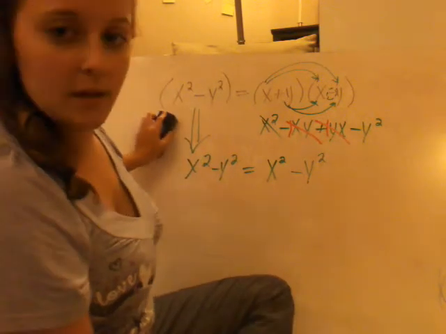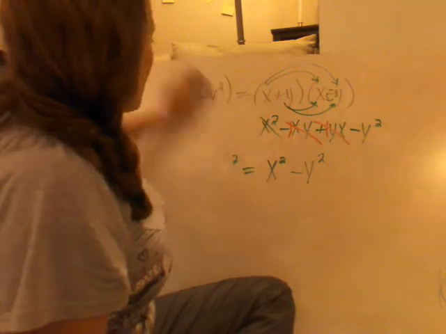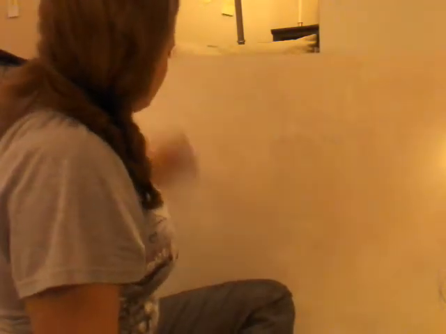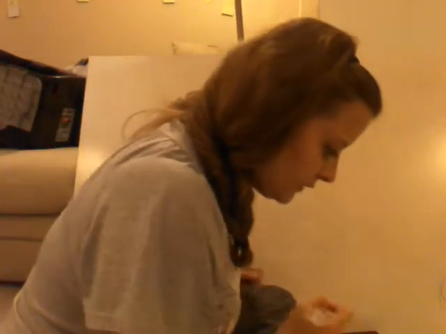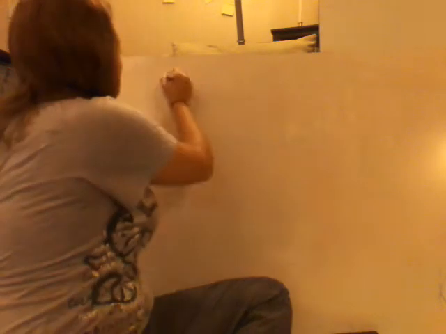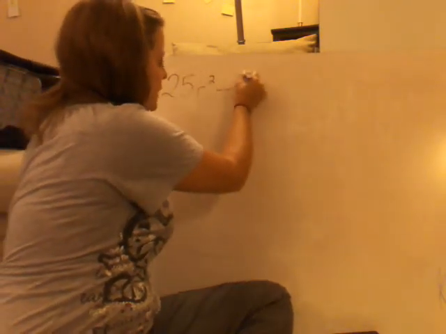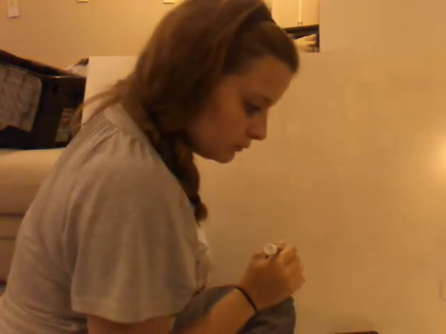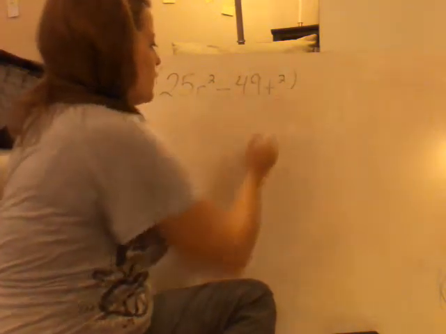Now, I say formula again because I can turn this into any set of numbers. So watch what I do. So if I've got 25r squared minus 49t squared, yep, that looks like a good option. Okay, I can break this down.